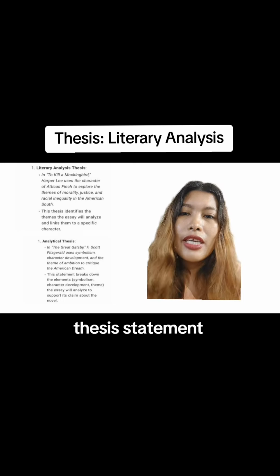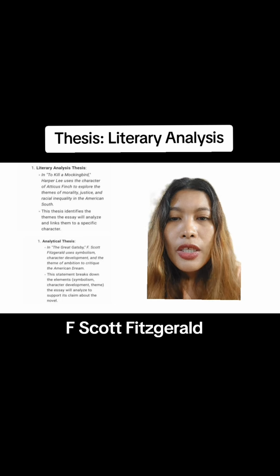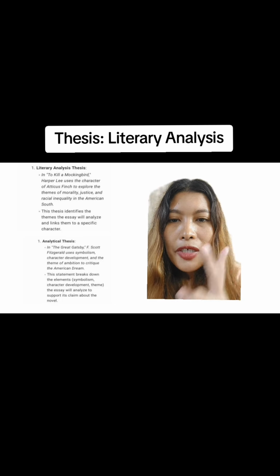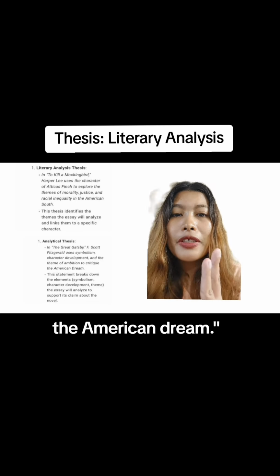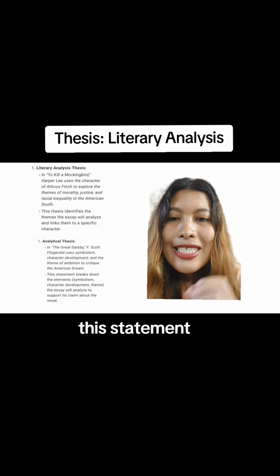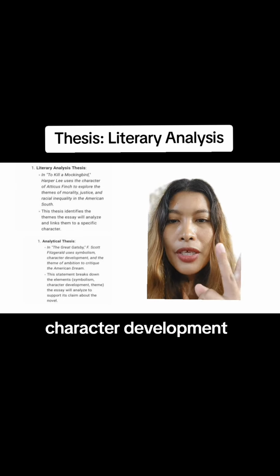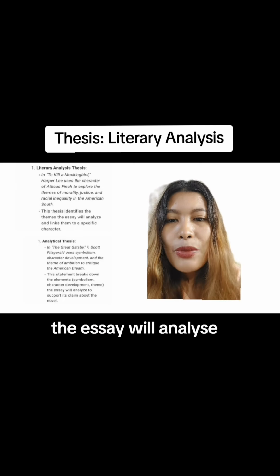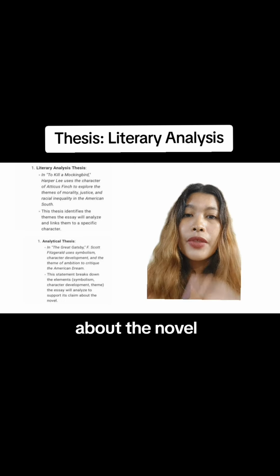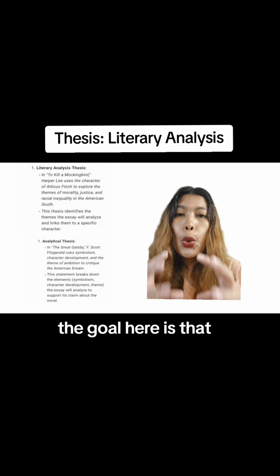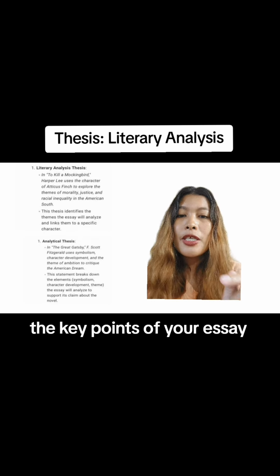Here's another thesis statement. In The Great Gatsby, F. Scott Fitzgerald uses symbolism, character development, and the theme of ambition to critique the American dream. This statement breaks down the elements: symbolism, character development, theme. The essay will analyze these to support its claim about the novel. The goal here is that your thesis should summarize the key points of your essay.